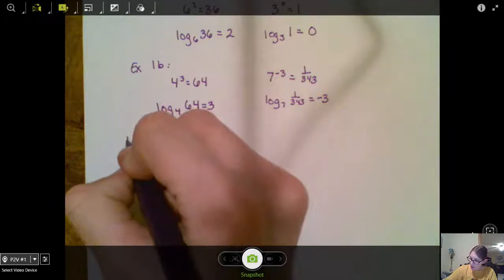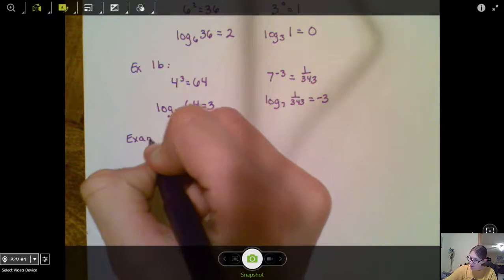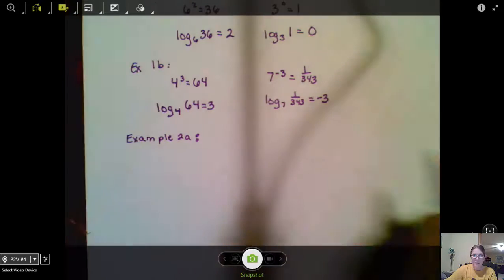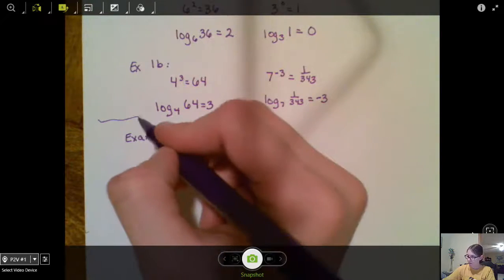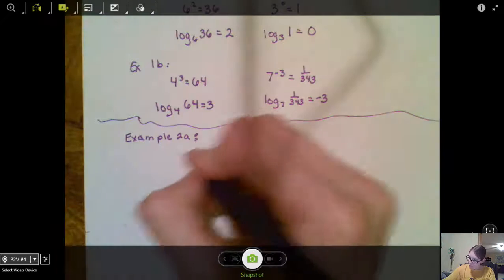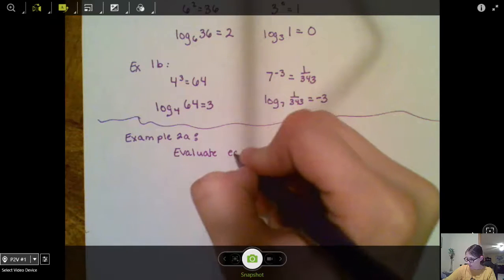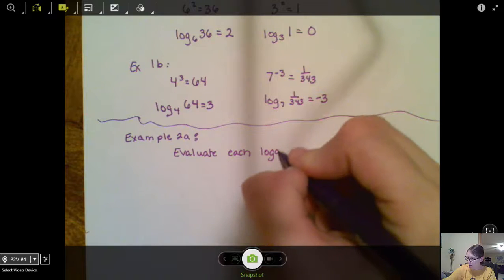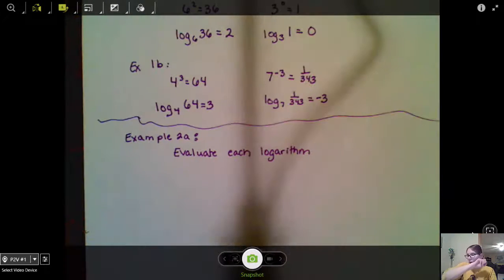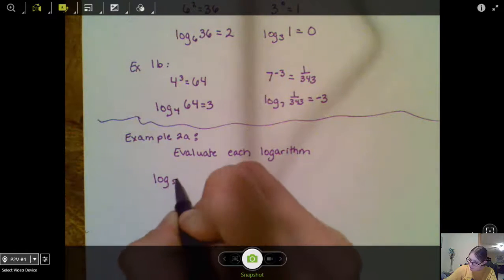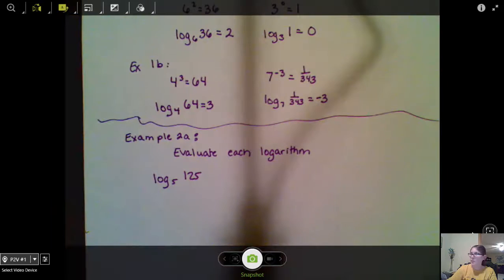Okay, example 2, we are going to be evaluating some logs. And this will be example 2a here. And again, we're going to evaluate each logarithm. And we'll do a few here. Log base 5 of 125.